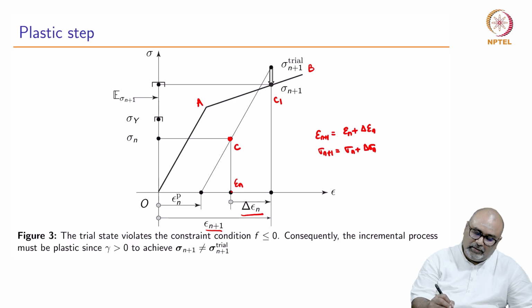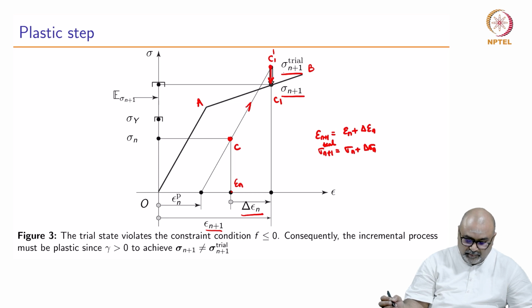So, the point is going to go outside, let us call this C1 dash, outside the loading curve AB, and it will result in sigma n plus 1 trial, which is an elastic trial step, and this elastic trial step is going to cause an inadmissible state of stress, and it has to be brought back onto the yield surface to get the actual value sigma n plus 1. So, the trial state violates the constraint condition that plastic deformation has to always happen on the yield surface, and f must be less than or equal to 0 and not greater than 0.